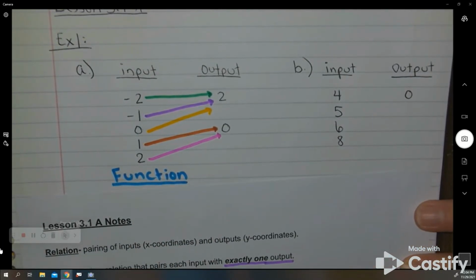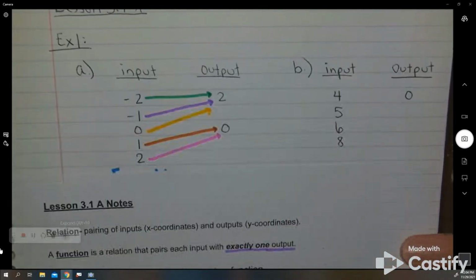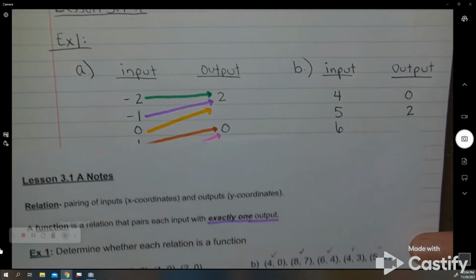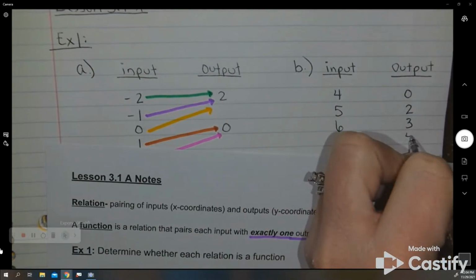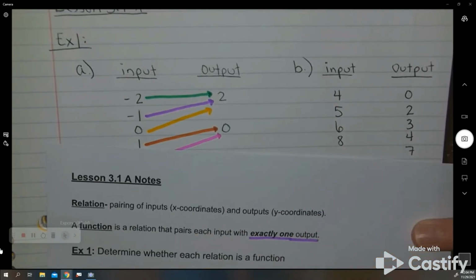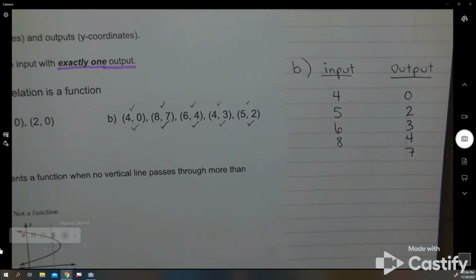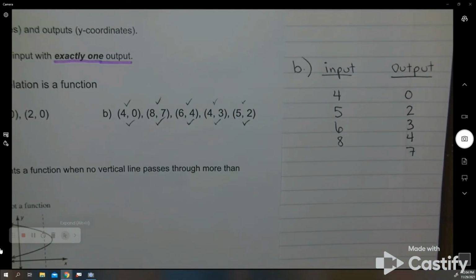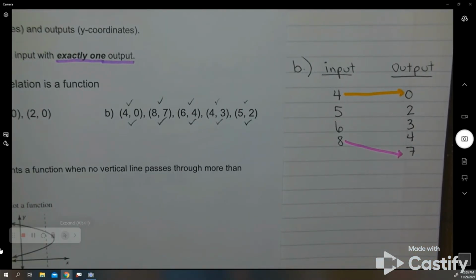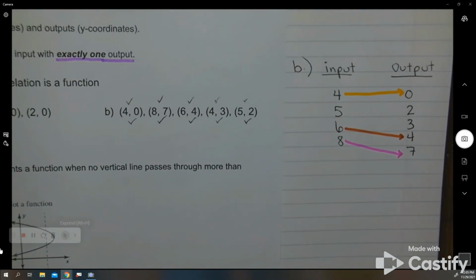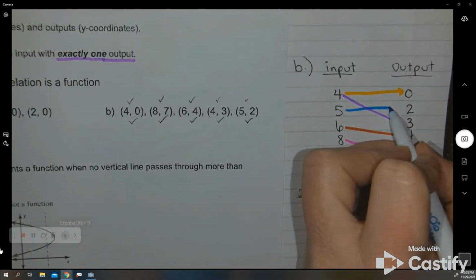So then I'll do the same for my outputs. So output I had 0. Then I have a 2. And then next I have, looks like 3. And then I have a 4. And then I have 7. All right. So as I compare, the input for 4 is 0. And then for 8, I have 7. And then 6 matches with 4. 4 matches with 3. And then 5 matches with 2.